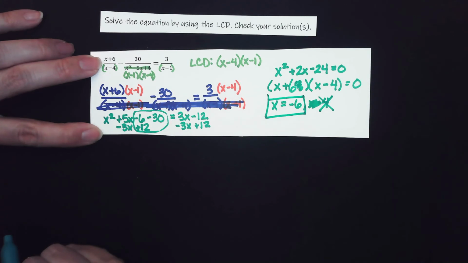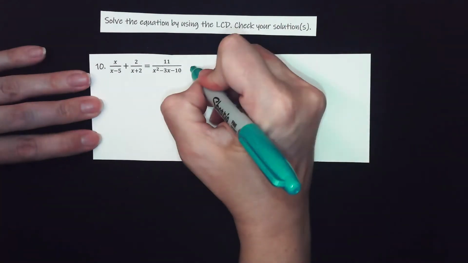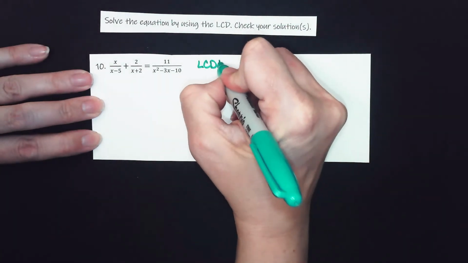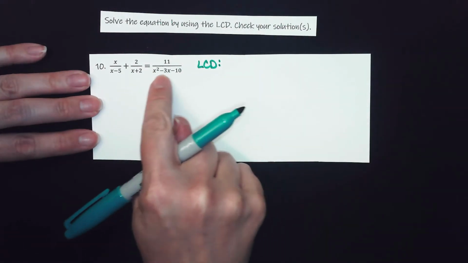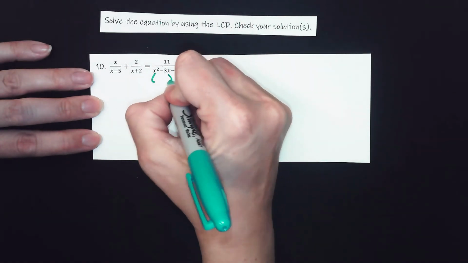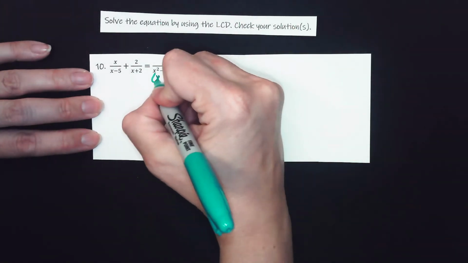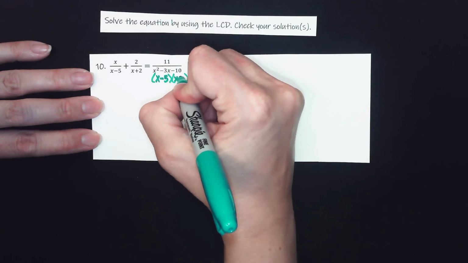So therefore, that negative 6 is our only solution for number 9. All right, let's try the last problem, number 10. Okay, so we're going to need to list our least common denominator. I'm going to write this one as 2 factors here. Multiplies to negative 10, adds to negative 3, that'd be an x minus 5, x plus 2.